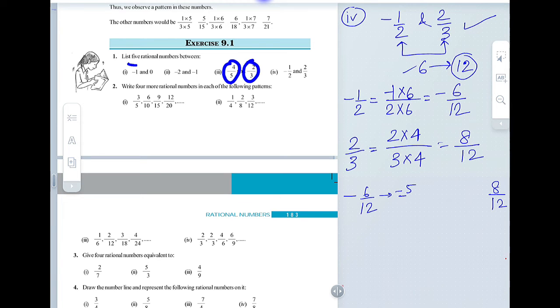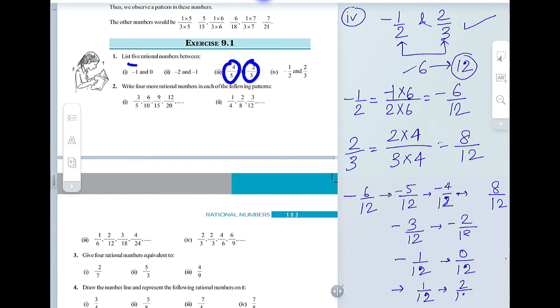Just before this, we are getting minus 5 by 12, then minus 4 by 12, then minus 3 by 12, then minus 2 by 12, then minus 1 by 12, then 0 by 12, isn't it? Then 1 by 12, then 2 by 12, then 3 by 12, then 4 by 12, isn't it? See, this is a negative rational number, this is a positive rational number. So definitely in between these two we will get 0, which is also a rational number, isn't it?